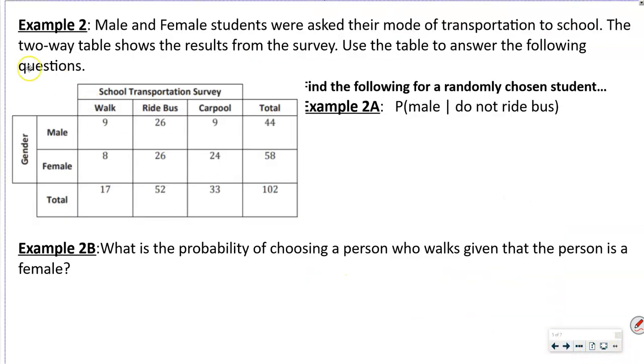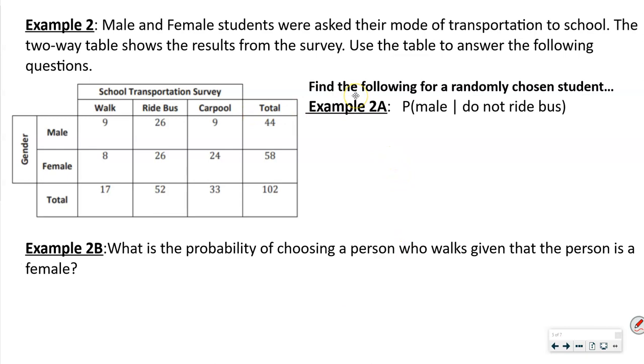Okay? So now, example 2 says male and female students were asked their mode of transportation to school. The two-way table shows the results from the survey. Use the table to answer the following questions. Let's see if we can move this over a little bit. There we go. So it says the probability of male given they do not ride the bus.